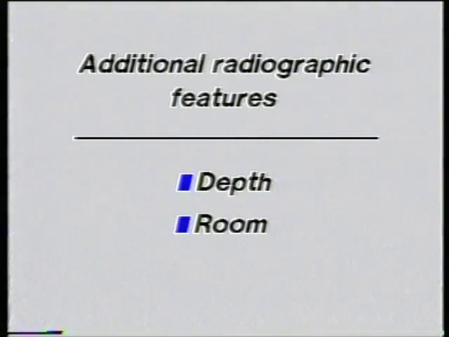The depth at which the impacted tooth lies is thus of paramount importance in deciding how difficult it is going to be to remove. The other radiographic feature of great importance in assessment is the room between the ascending ramus of the mandible and the distal aspect of the second molar.